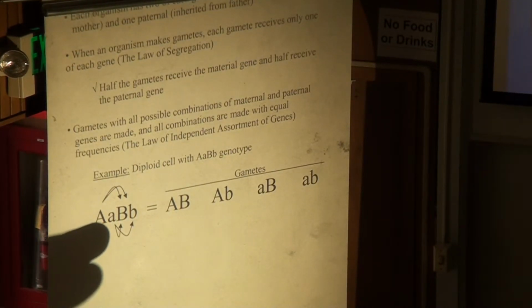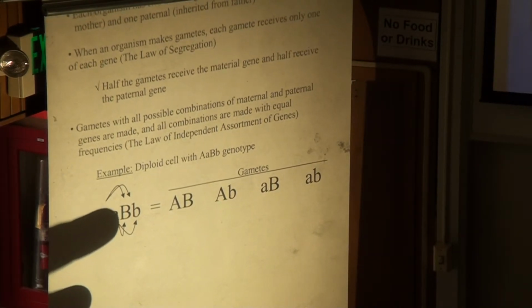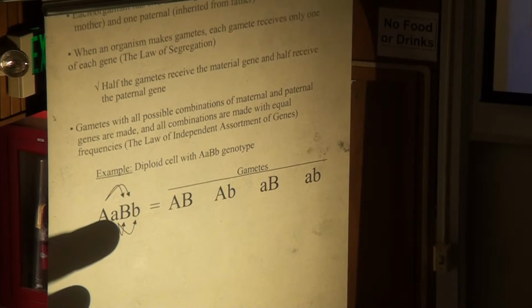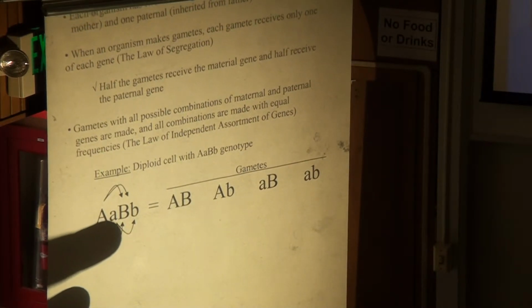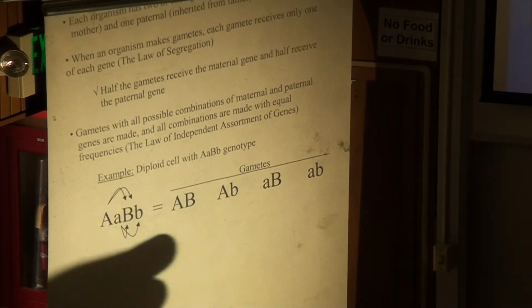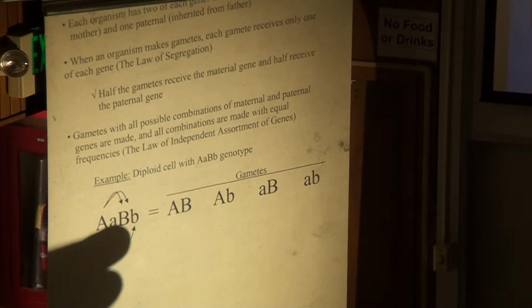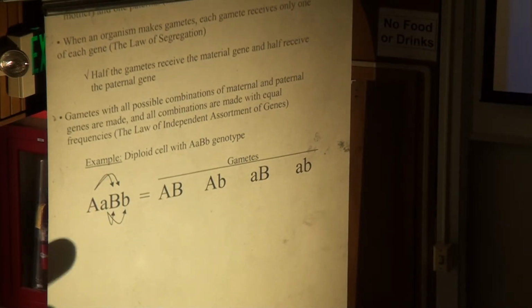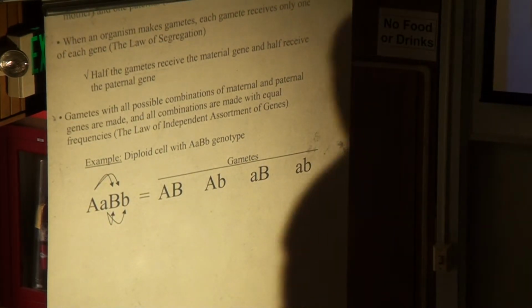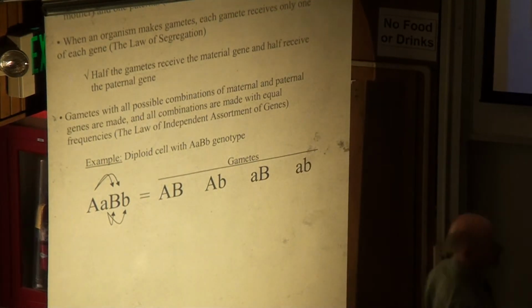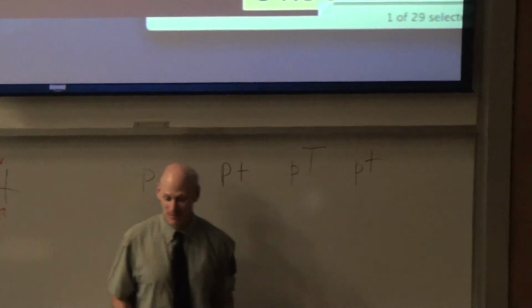And if you're trying to figure it out, maybe just do it the way I did. Take the first allele and draw little arrows from big A to big B and big A to little b, and write those, then go with little a to big B and little a to little b. And we'll get all gametes. 25% of the gametes will be this, and 25% of the gametes this, and 25% of the gametes this, and 25% of the gametes that.